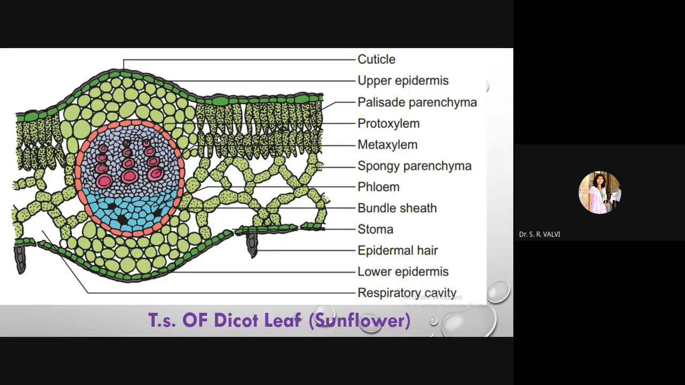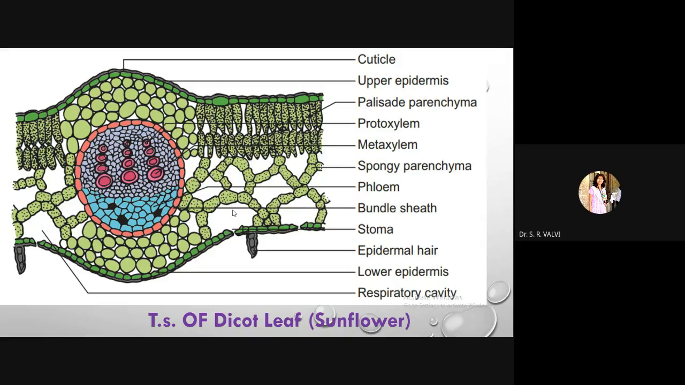There are no major intercellular spaces within this palisade parenchyma, like the major intercellular spaces you observe here in the spongy parenchyma. These palisade cells are arranged below the upper epidermis, and they are useful in photosynthesis.